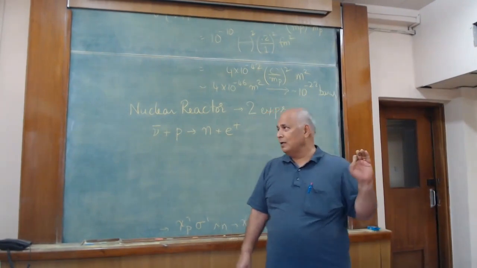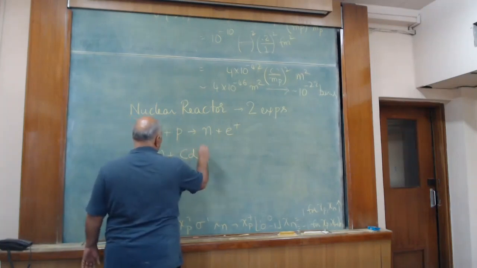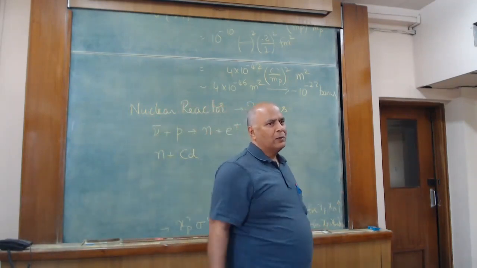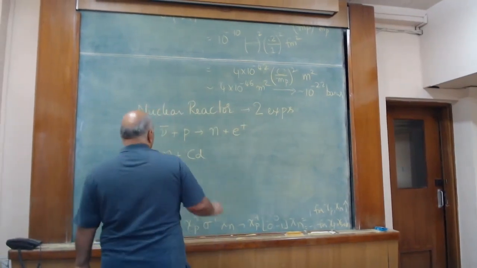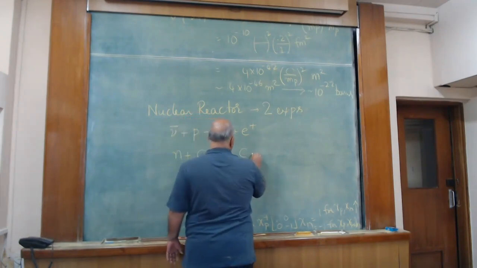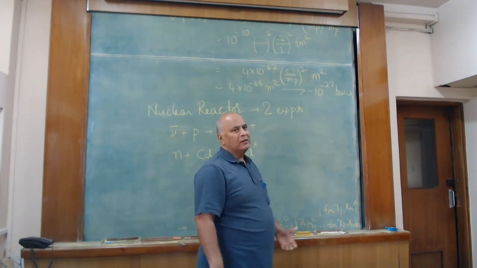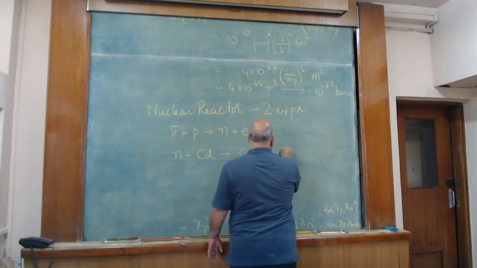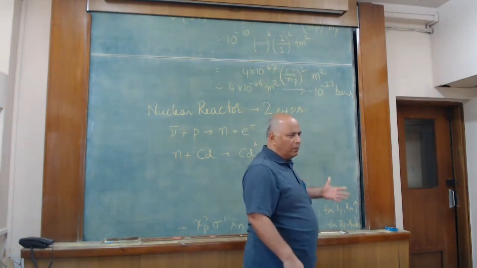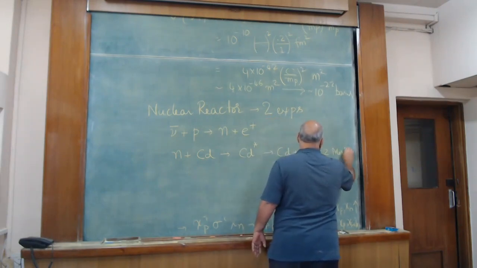And second thing, to detect the neutron, people put cadmium rods, and cadmium rods actually act as moderators also. And the neutron gets absorbed by the cadmium, goes into an isotope of cadmium, which is highly unstable, but it decays into the same isotope but of lower energy by emitting a 2.2 MeV gamma ray.